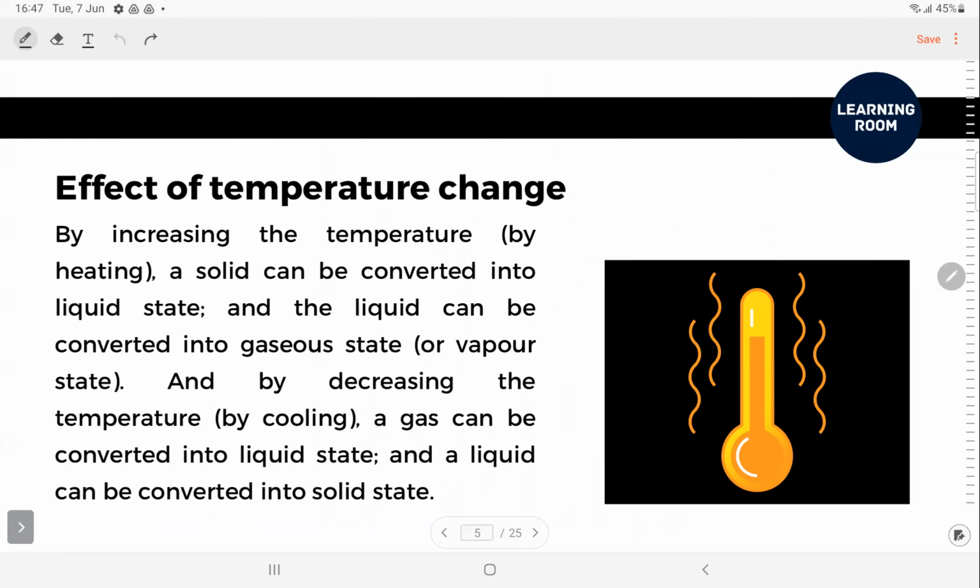Next one is effect of temperature change. When increasing the temperature, solid will be converted. Solid to liquid by heating, liquid to gas by heating. Gas to liquid by cooling, liquid to solid by cooling. Okay, fine. So now, can we solve some questions?